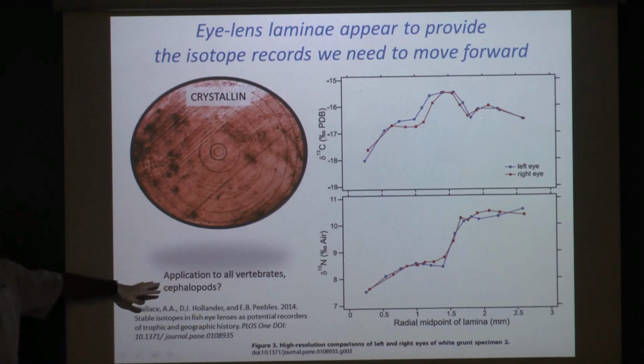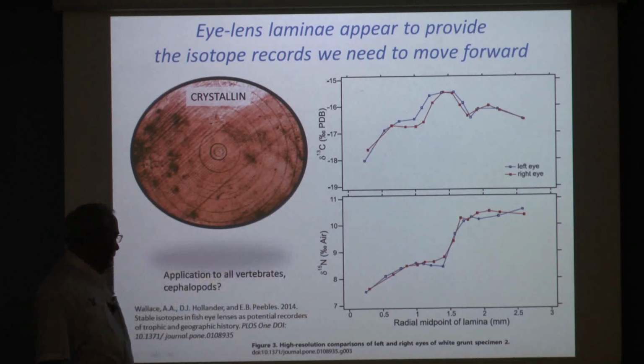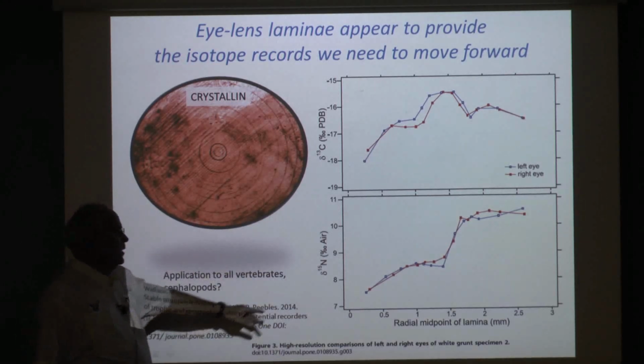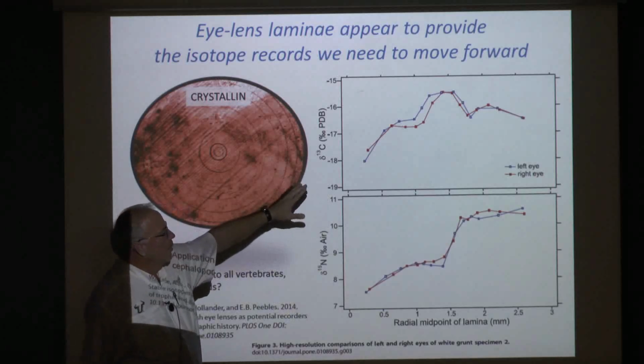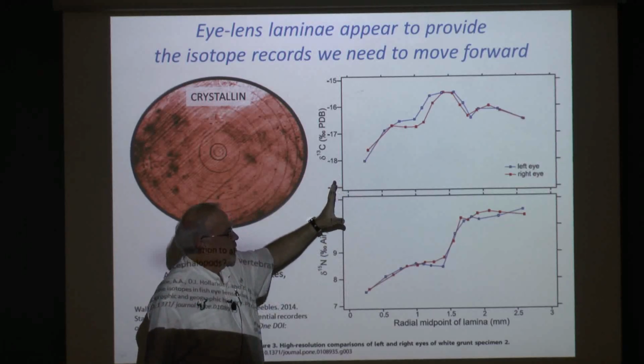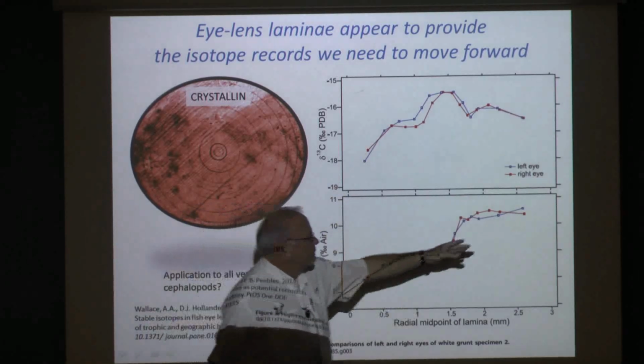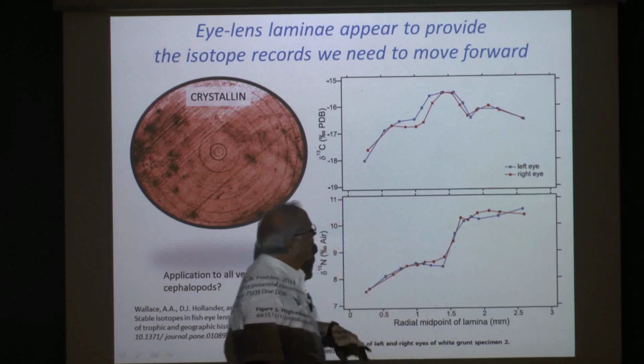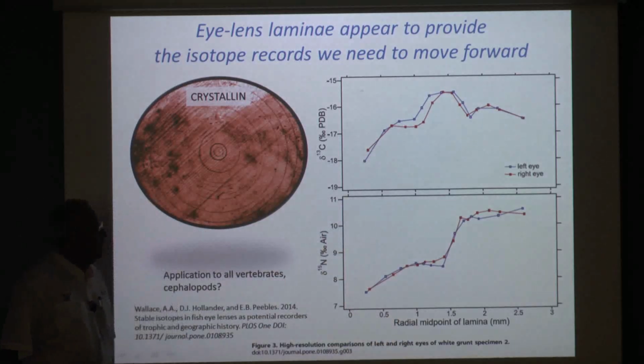The same thing's going on with all vertebrates. We haven't checked very many of them, but in theory it applies to all vertebrates, and it also applies to squids and octopi. This is some of Amy's work that was published in PLOS One last year. And this is just an example of her comparing the left and right eyes for agreement from an individual fish. So this is early in life, and this is capture. And you can see that there's very good agreement and that the trends are interesting.